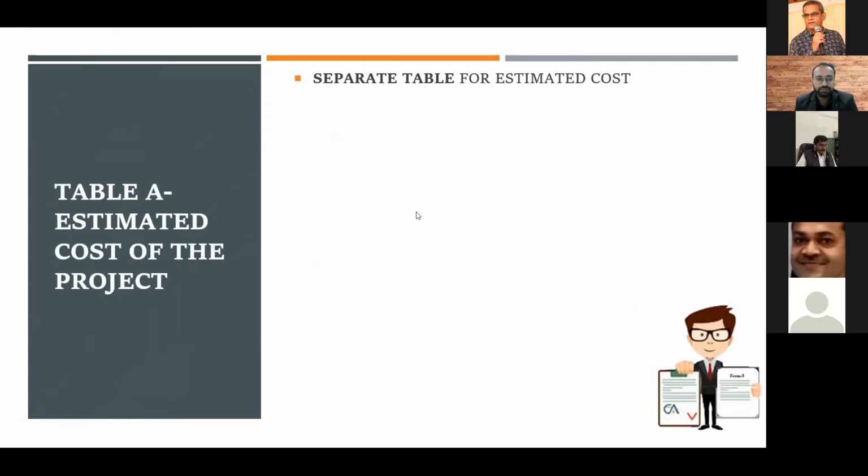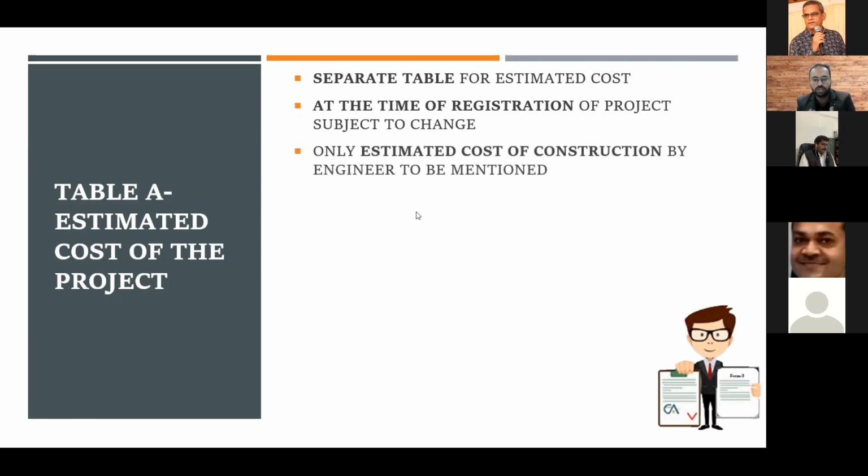Moving further with the first table, estimated cost of the project. अब पहले estimated cost and actual cost करके कोई separate tables नहीं थे, but अब table A deals with estimated cost, table B deals with actual cost. So they have made this huge change where estimated cost remains fixed unless the developer applies for correction on the website by paying 5,000 rupees, and actual cost will be on the basis of verification. So a separate table has been introduced for estimated cost at the time of registration of the project, subject to change. Whatever the cost will be mentioned, it will be at the time of registration of the project. Only estimated cost of construction by engineer.